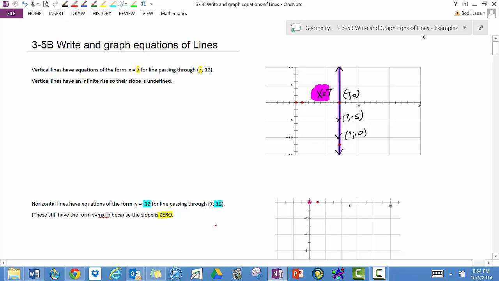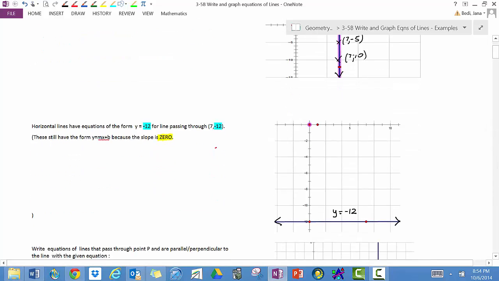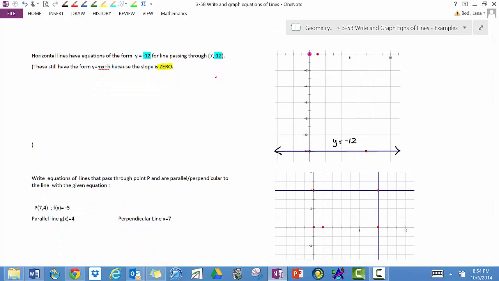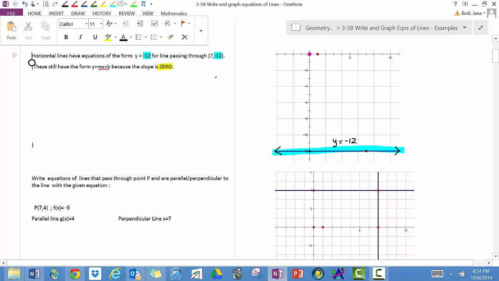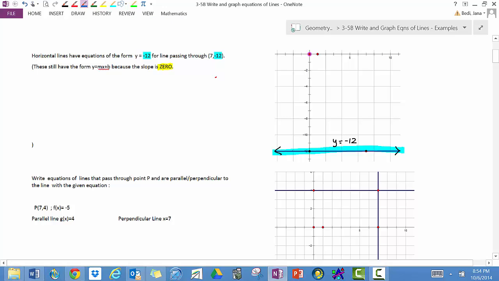Next, let's look at a horizontal line. Here, if you look at this horizontal line, y is equal to -12, and regardless of the x coordinate, the y coordinate is always -12. So over here we have 5, 6, 7, 8. This is (8, -12), and this point here, so y is always -12.